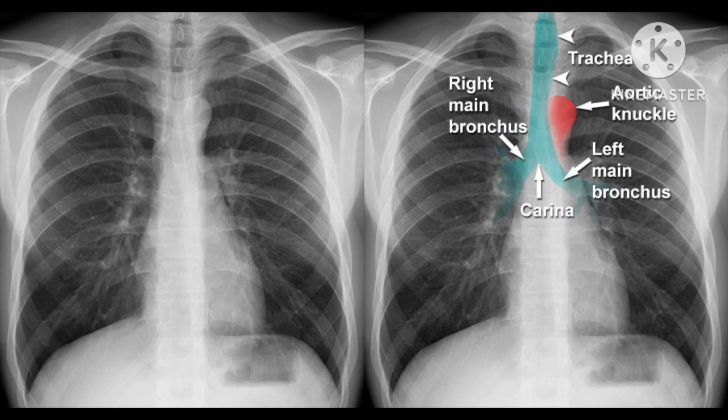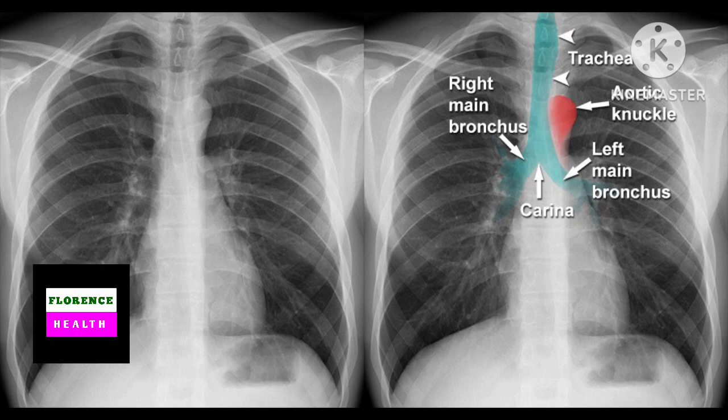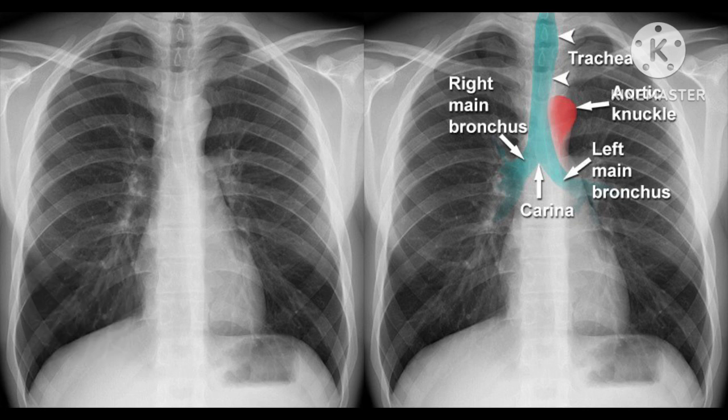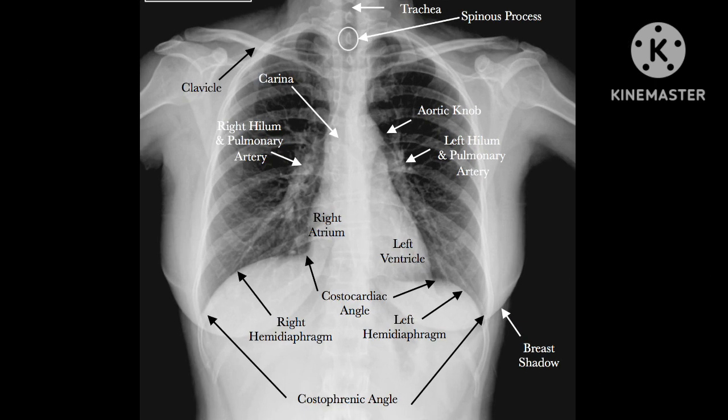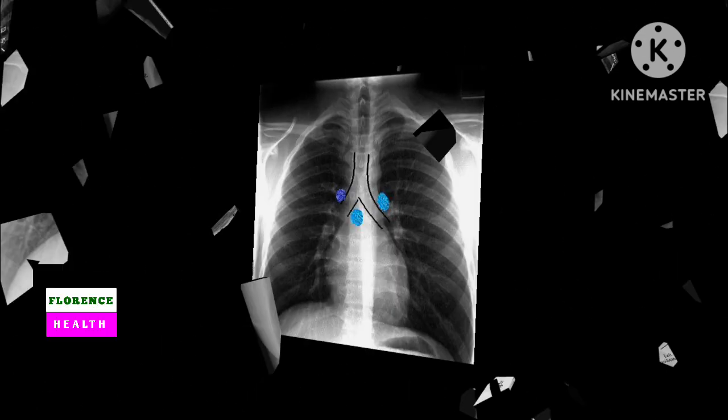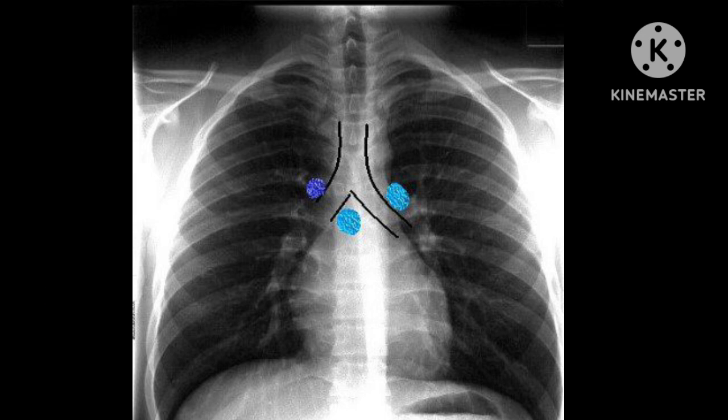See the position of aortic knuckle and other bony impressions. See the position of spinous process over which trachea is situated. See the tracheal position, right bronchus, left bronchus and carina where trachea is divided.